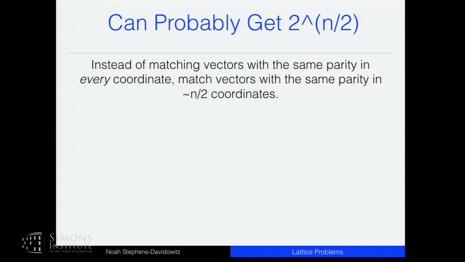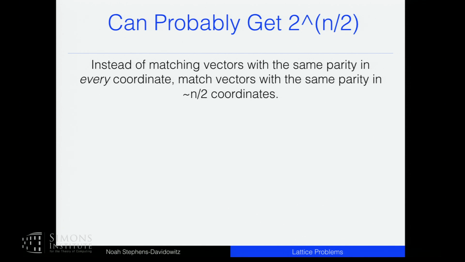But one thing that I'm very excited about is that we can probably do better. We can probably make this work in 2 to the n over 2 time. And the way that you do that is you just get a little more sophisticated. Instead of being greedy and going down by a factor square root 2 every time, I can just match vectors with the same parity in roughly half the coordinates. And then I won't get a lattice vector, but if I keep doing it, I'll eventually get back into the lattice, if that makes any sense.